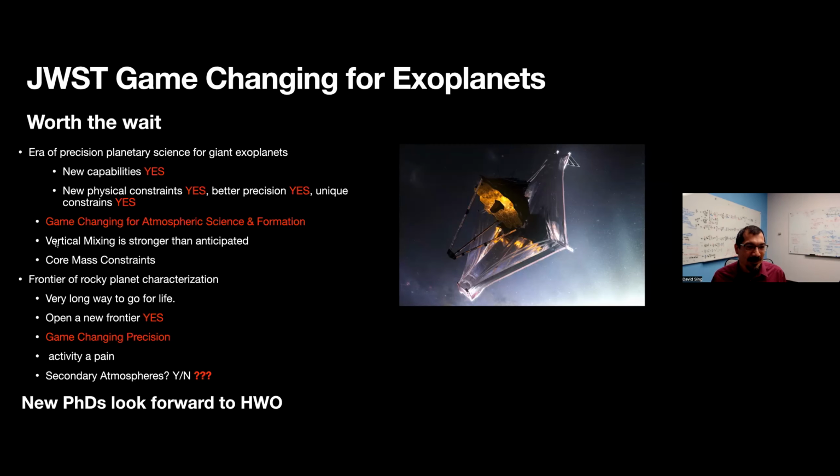And I think going forward, atmospheric vertical mixing is going to be a strong and very important effect. And I'm pretty excited about the possibility to look at many constraints on the core mass for a lot of these sort of planets. And as far as the frontier for rocky planets, JWST absolutely has opened up this new frontier, and just the photometric quality that we're getting really means this is actually possible. Stellar activity is a big pain, and are there secondary atmospheres? Well, we don't know yet.